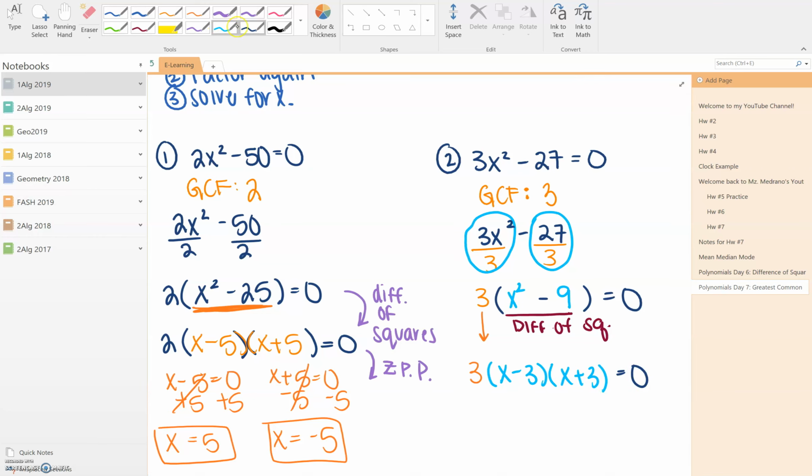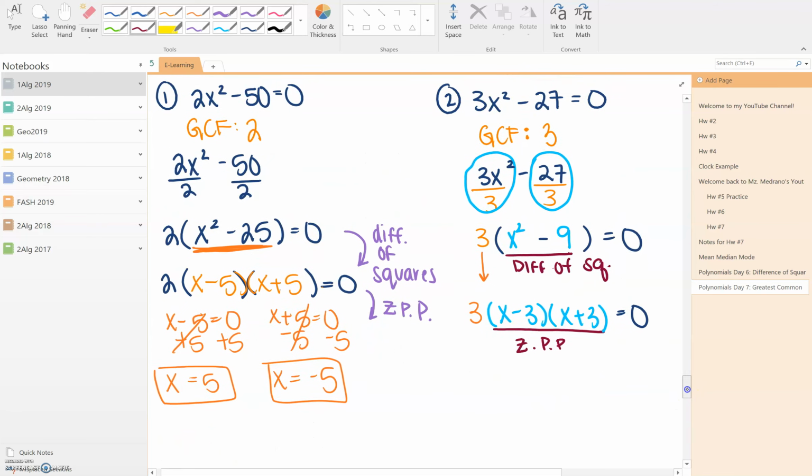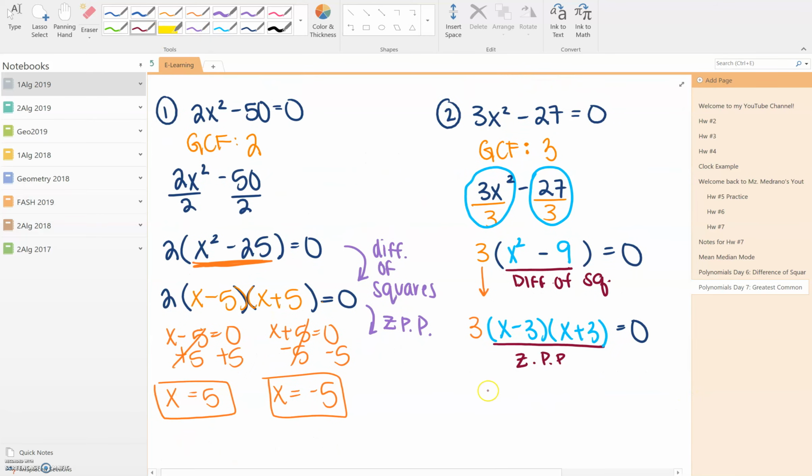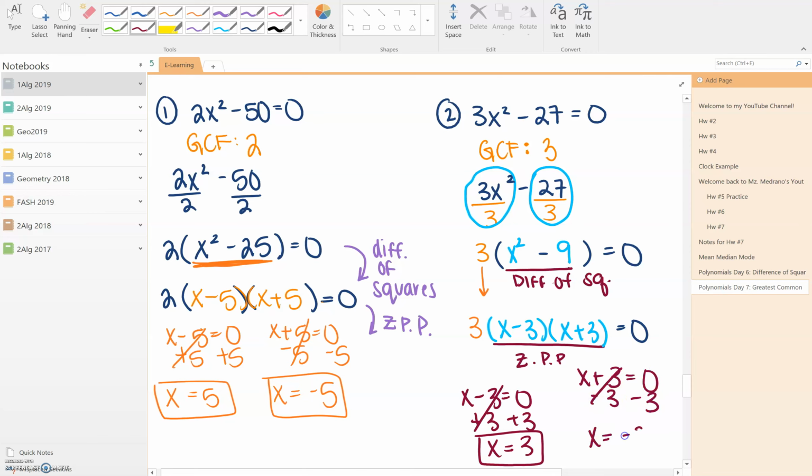Then we want to use the zero product property. So we're going to use both of these things and use the zero product property to help us figure out what x should be. So I set x minus 3 equal to 0 and solve. So one of my solutions is x equals 3. Then I set my other term, x plus 3, equal to 0, and solve there. And my solution is x equals negative 3. Okay, those are my two solutions.